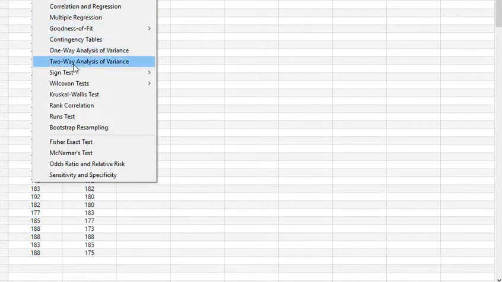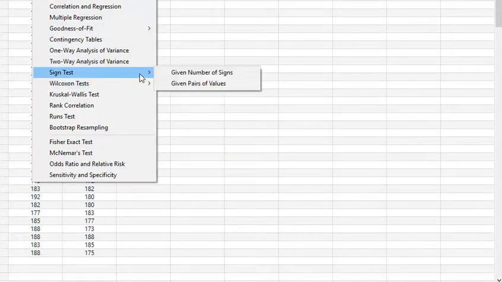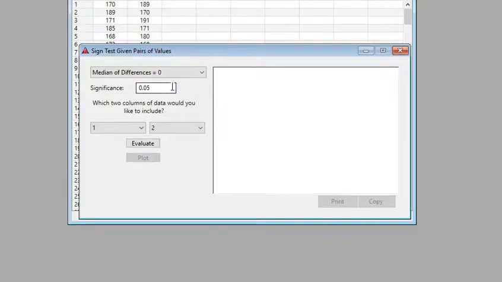Let's go back to analysis, down to sign test. This time, instead of just telling it how many positive and negative signs we had, we can actually let it figure it out. So what it's going to do is subtract, look at the sign and count them up, etc., and work with it that way. But you want to click given pairs of values. And then it's going to ask you for the form of the alternative.